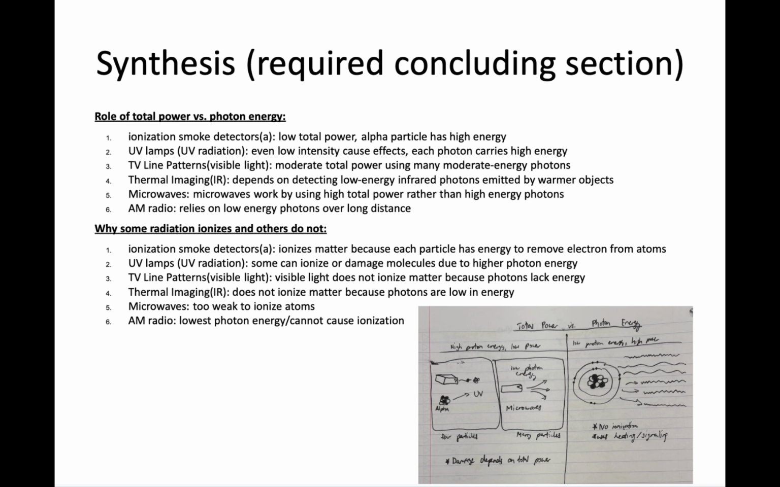Finally, why some radiation ionizes and why others don't. Ionization smoke detectors ionize matter because each particle has enough energy to remove electrons from atoms. UV lamps can ionize or damage molecules due to the higher photon energy. Visible light from TV patterns doesn't ionize matter because photons lack the necessary energy. Thermal imaging doesn't ionize matter because infrared photons are too low in energy. Microwaves are too weak to ionize. An AM radio has the lowest photon energy and cannot cause ionization.